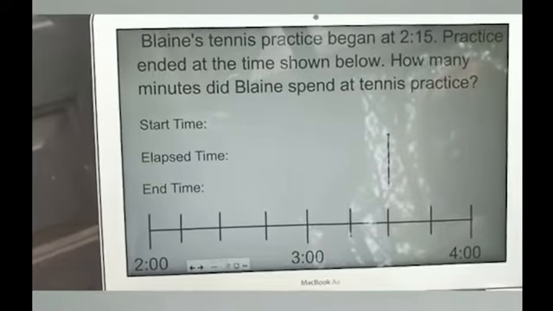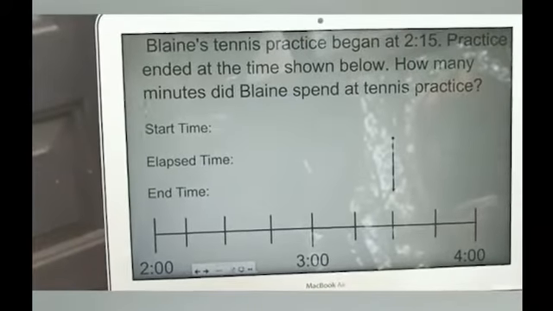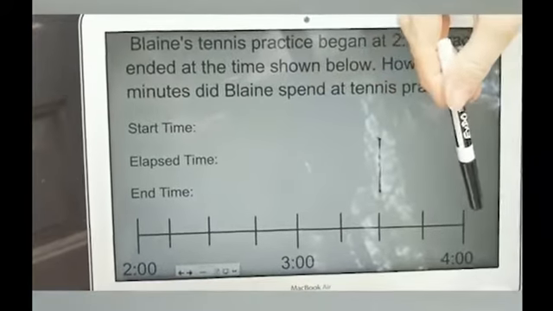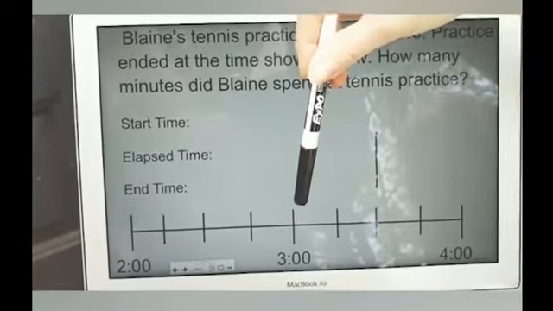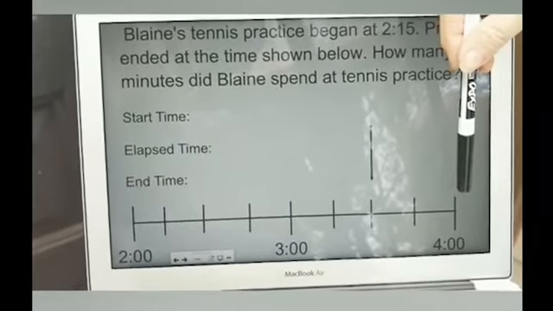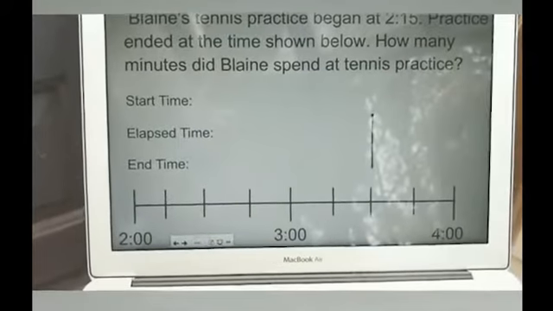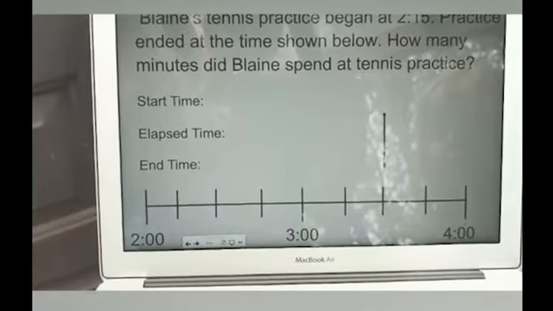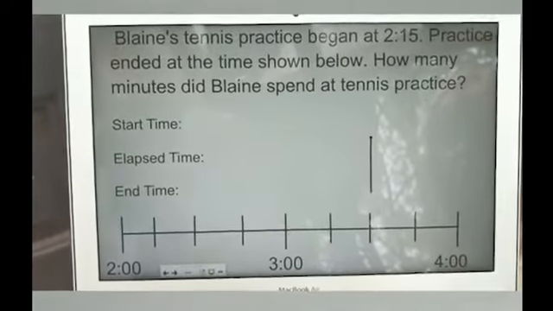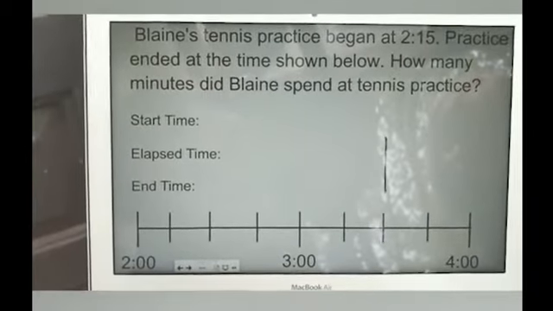Okay, last week on our lesson about number lines, we said number lines can start and end anywhere. So I'm only going to focus on this part of my number line, because if that's 3 o'clock and that's 4 o'clock, that's a whole hour. And I am right in the middle of 3 o'clock and 4 o'clock. And I know half of an hour is 30 minutes. So I think Blaine's practice stopped at 3:30.